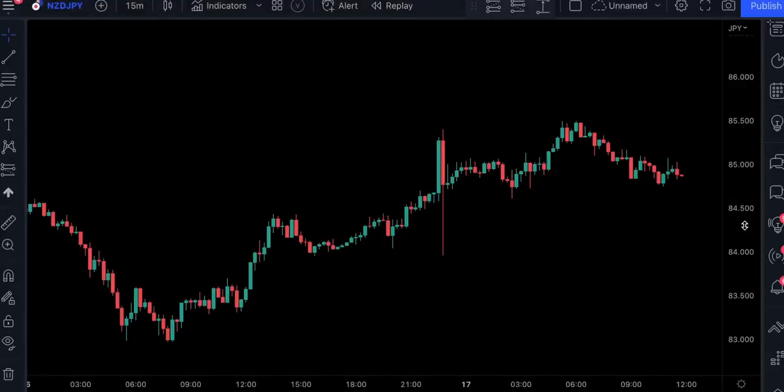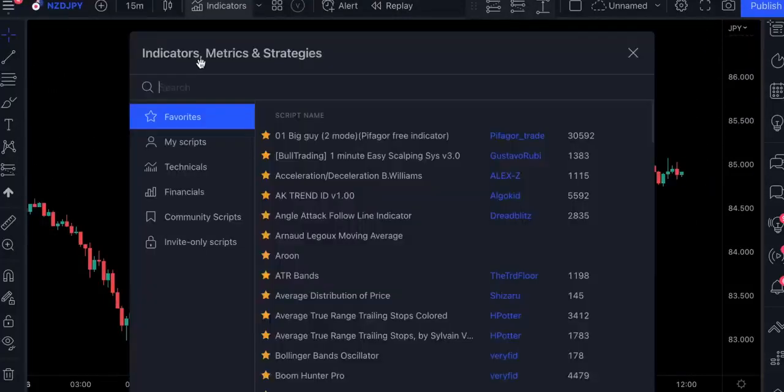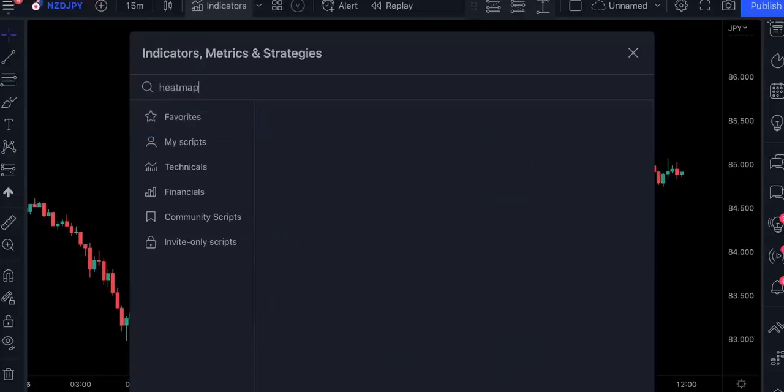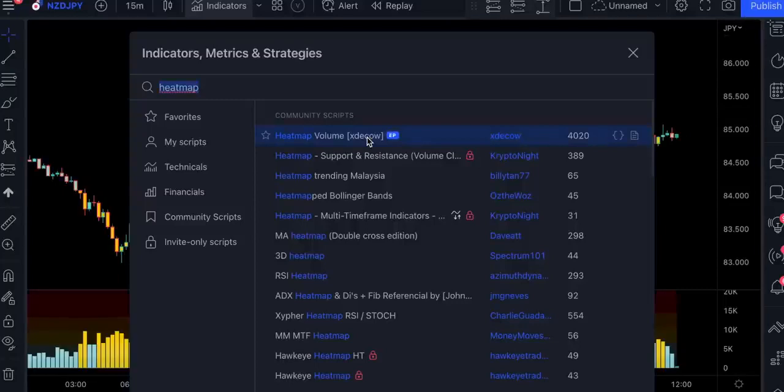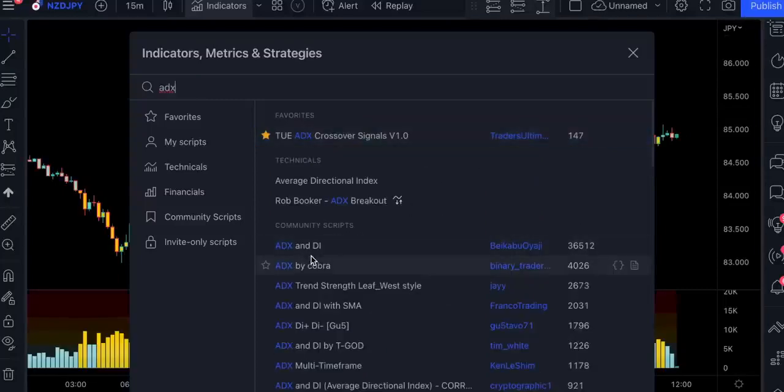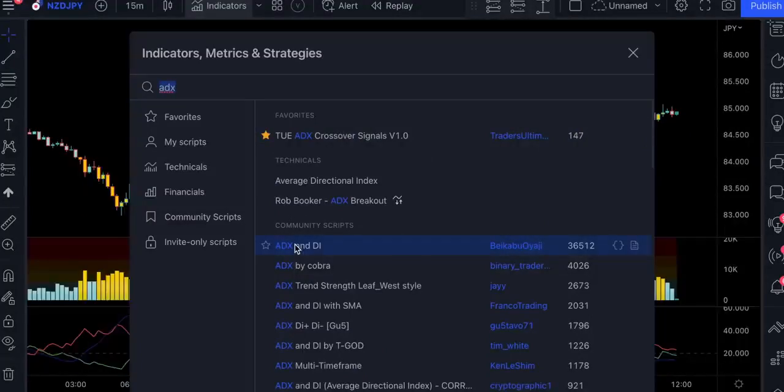Okay, we're currently looking at the price of Kiwi Yen on the 15-minute chart, and this strategy consists of 3 indicators. For the first indicator, let's search for Heat Map Volume, this indicator by XDE Cow. For the second indicator, let's add ADX, this indicator by Beikabu Oyaji. And for the third indicator, let's add SSL Hybrid.